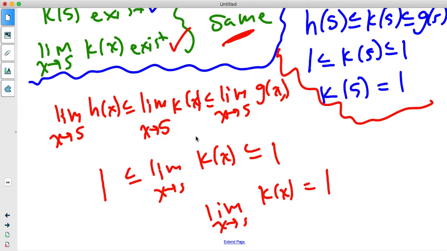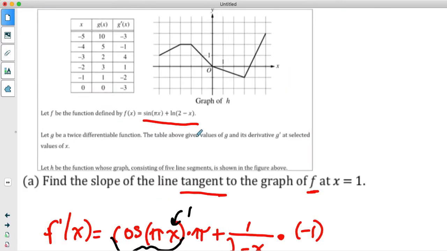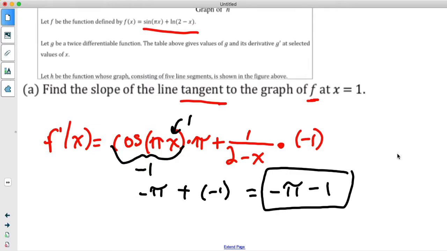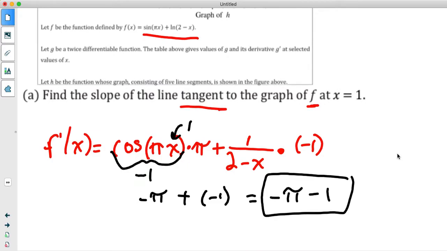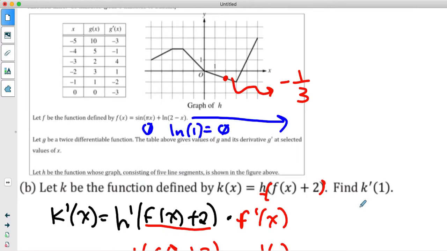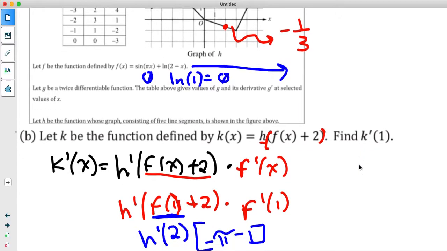All right, now there was only one part, I believe, maybe two parts in this second one that we need to talk about. So let's just run through these real quick. A was good. You just had to find the derivative of f. You were given that function of f. We took the derivative and we got this negative pi minus 1. That one was good. B, same thing. We got that one correct.